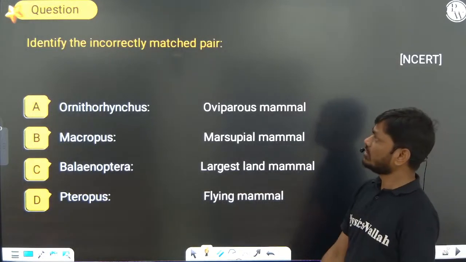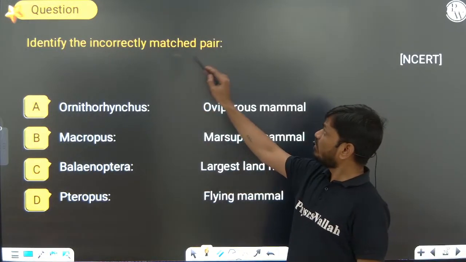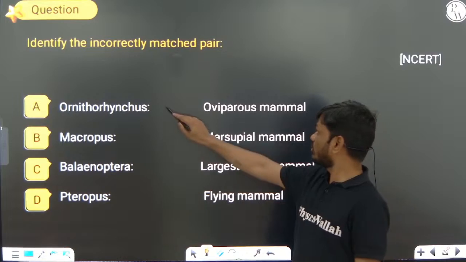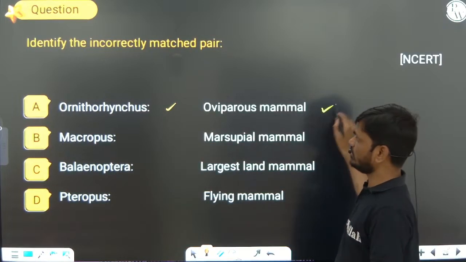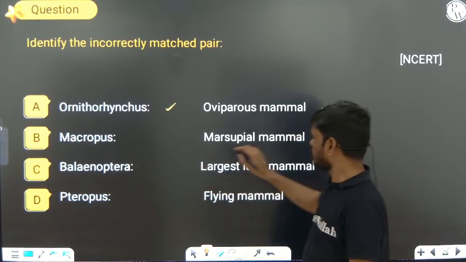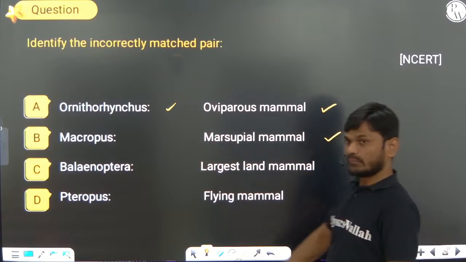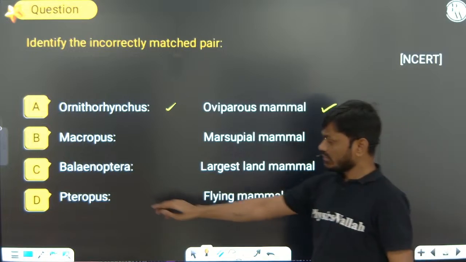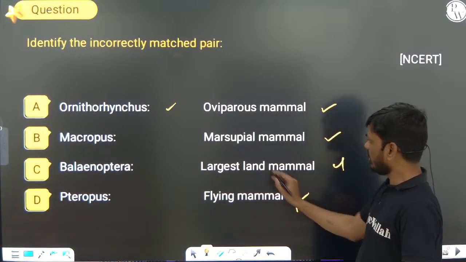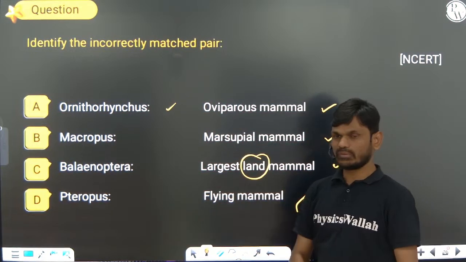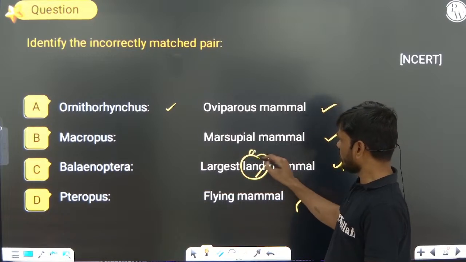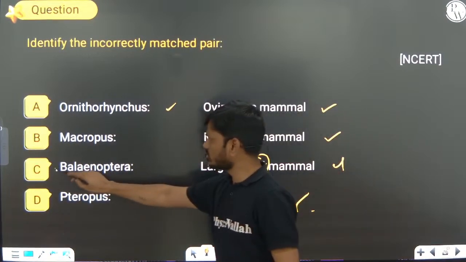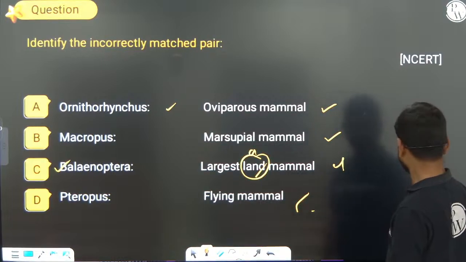Question: identify the incorrectly matched pair. Ornithorhynchus, oviparous mammal, right. Macropus is a marsupial mammal, right. Balaenoptera, largest land animal, wrong. Pteropus, flying mammal, right. Balaenoptera is the largest mammal, but it is not land, it is aquatic. So this is the incorrect match.